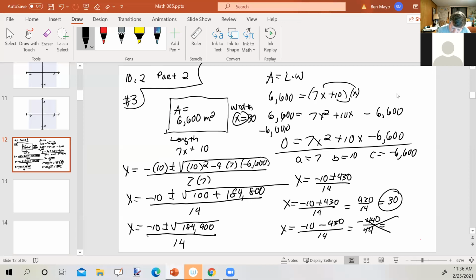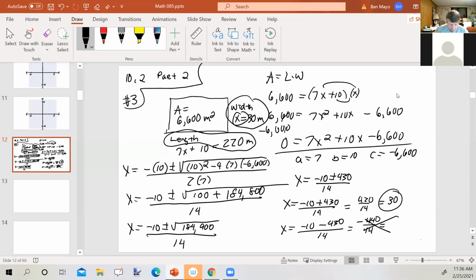7 times 30 is 210 plus 10 is 220. And we're talking meters. So the width is 30 meters. The length is 220 meters. Any questions on that before we go on to the next problem?